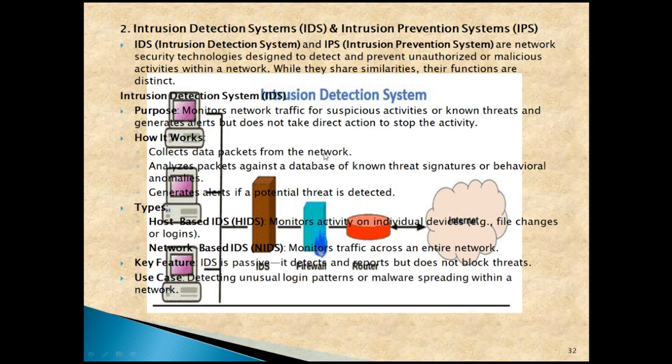Now, types. We have the host-based IDS, which monitors activities on individual devices, file changes and logins. Network-based IDS, which is NIDS, monitors traffic across the network. Now, the key feature is that it is passive. It just detects and reports, but does not block threats.